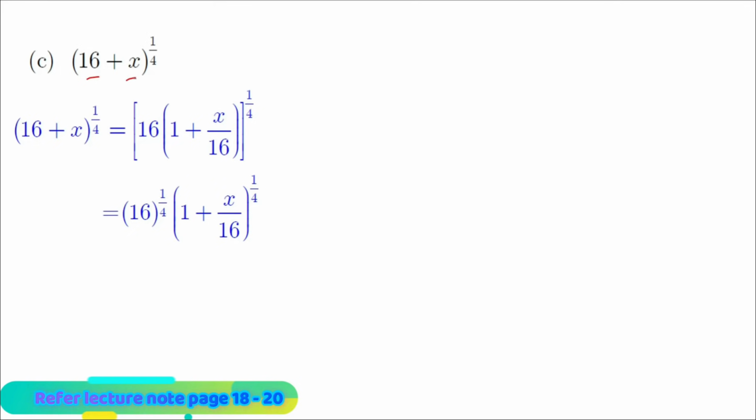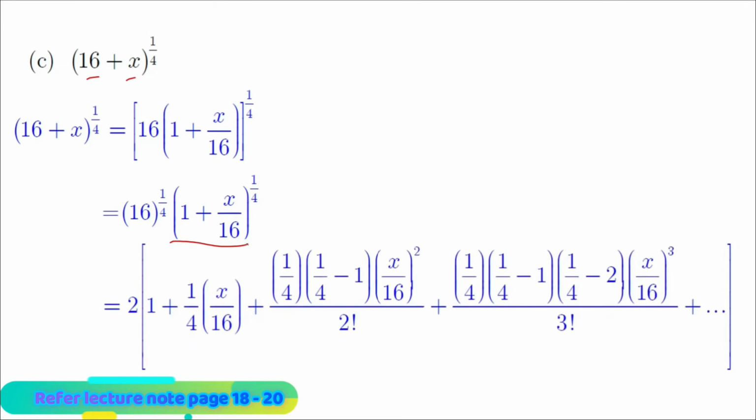Next, we simplify 16 to the power 1 over 4 to get 2, and then simply expand (1 plus x over 16) to the power 1 over 4 using the previous binomial expansion formula to get this expansion here. And multiplying the expansion by 2, we then get 2 plus x over 32 minus 3 over 4096 x squared plus 7 over 262144 x cubed plus so on.